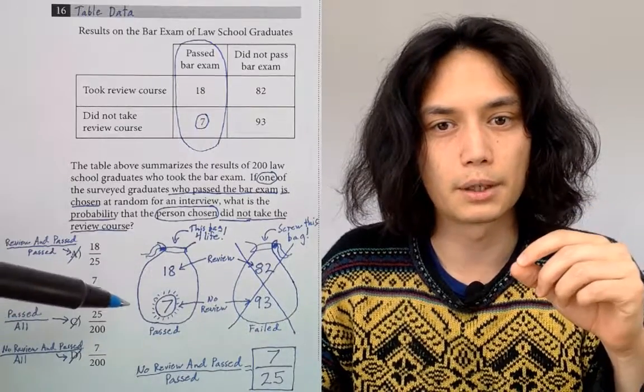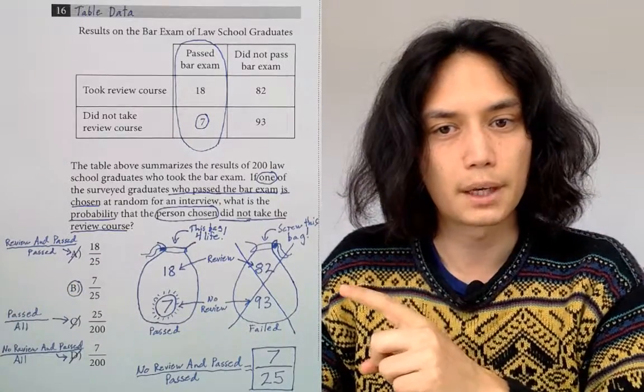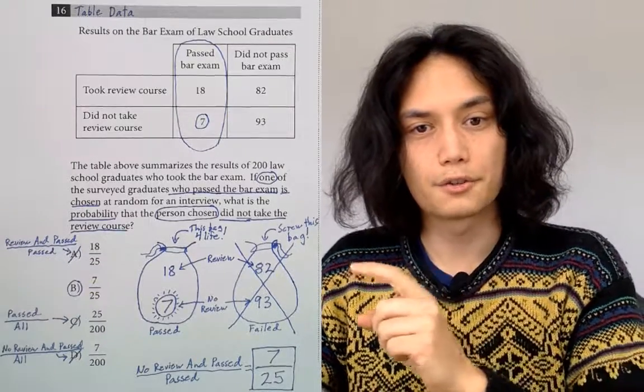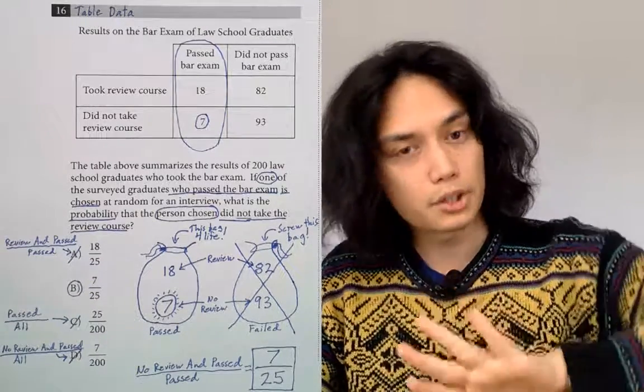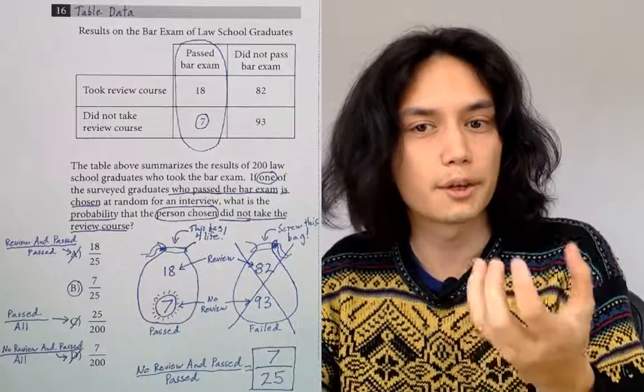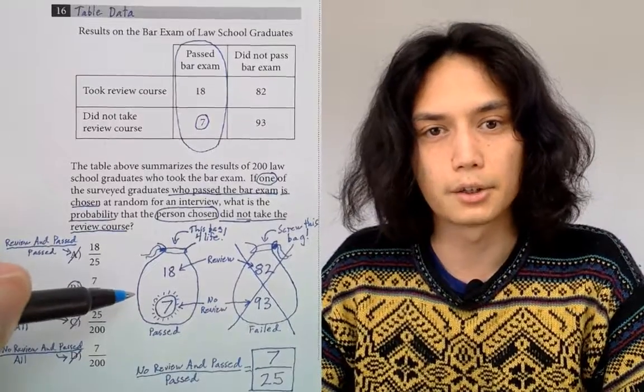These are the people we care about. Which is to say, forget this bag, it's all about this bag for life. So these people in the right bag are pretty much irrelevant from this point on to the question. We know that we aren't choosing from them, we're only choosing from this bag right here.